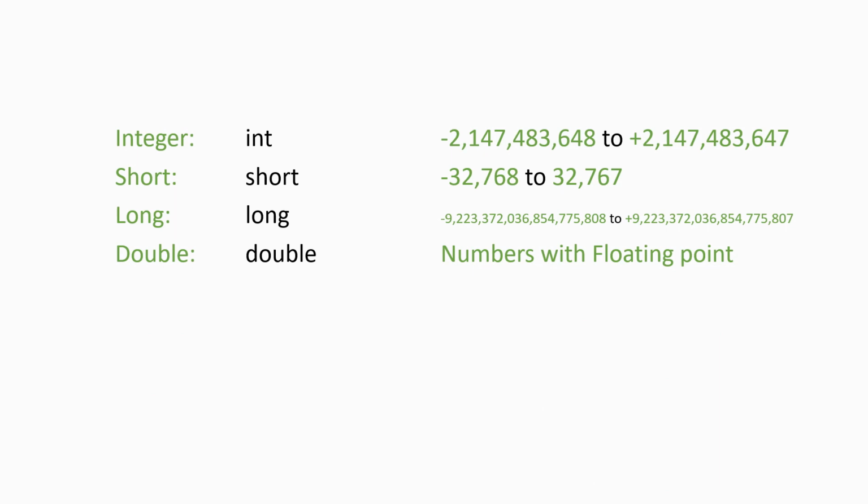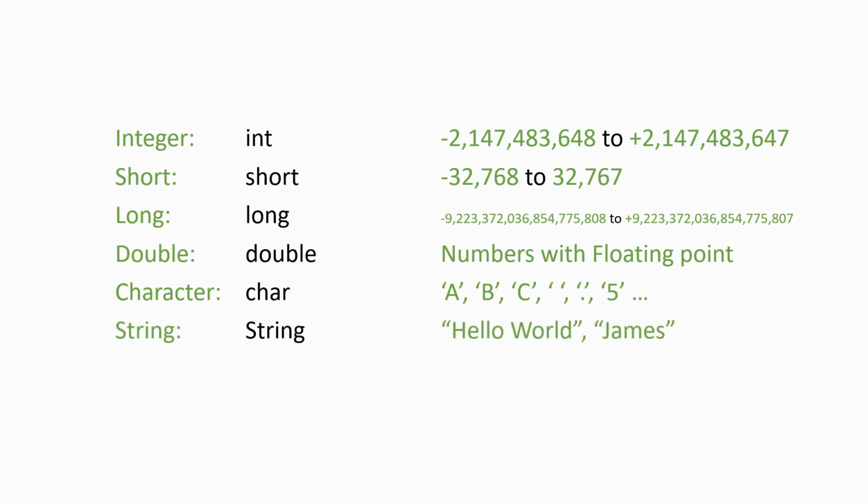Another data type you will definitely use is character. In code we write char, and it can contain one character like a or dot or space. Another data type is string, and it contains, for example, hello world or James or any other string. Another data type, important mostly in conditions, is boolean. It can be set to true or false, and that's it.